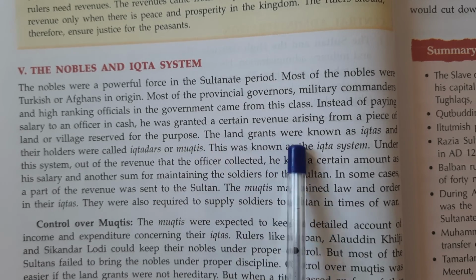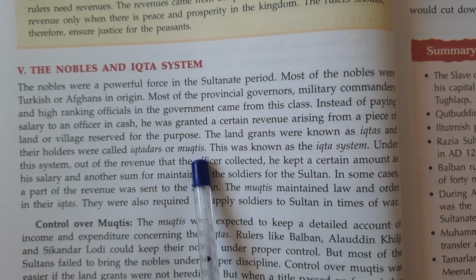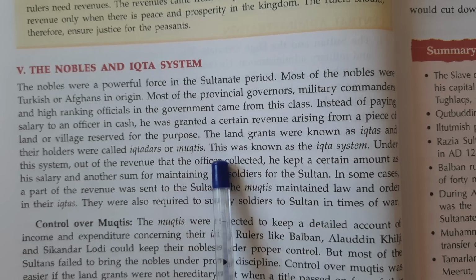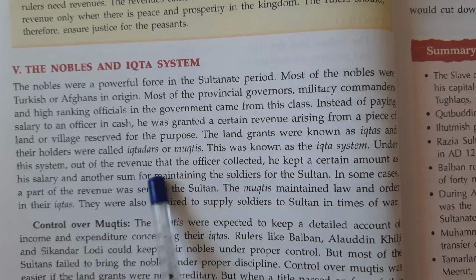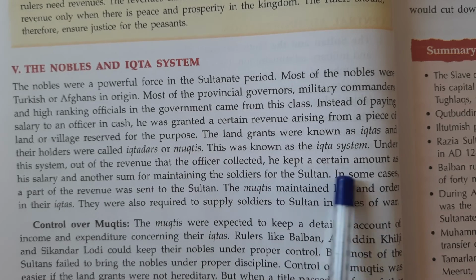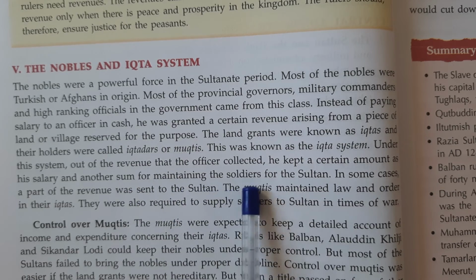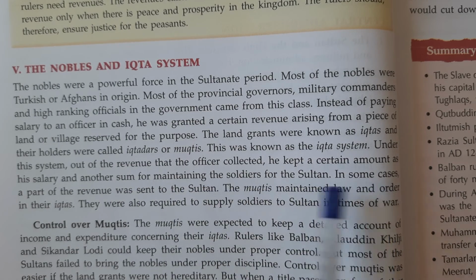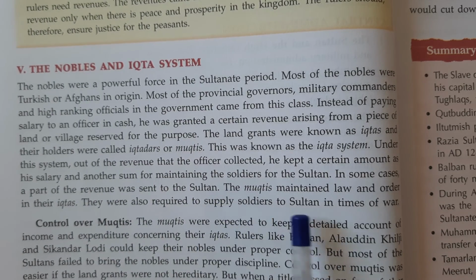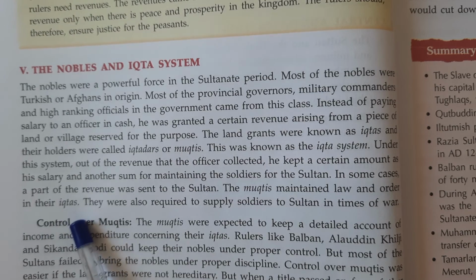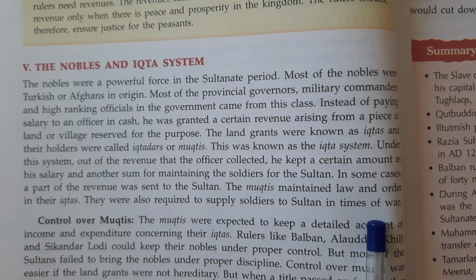The land grants were known as iktas and their holders were called iktadars or muktis. This was known as the ikta system. Under this system, out of the revenue that the officer collected, he kept a certain amount as his salary and another sum for maintaining the soldiers for the sultan. In some cases, a part of the revenue was sent to the sultan. The muktis maintained law and order in their iktas. They were also required to supply soldiers to the sultan in times of war.